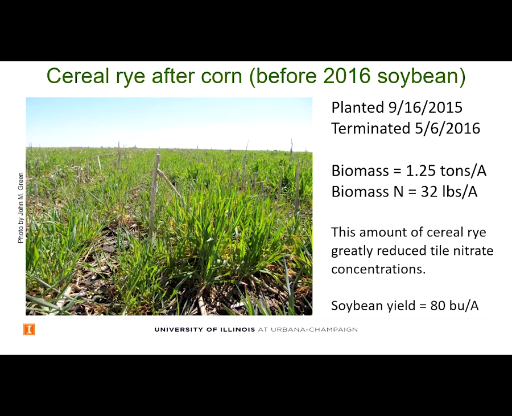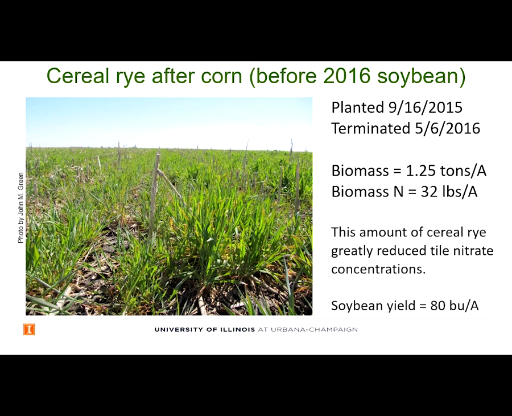The first time we ever tried cereal rye after corn was the winter of 2015-2016, and this is a corn-soybean rotation. We planted cereal rye in September. In fact, we flew it on into standing corn, and when we harvested the corn, then it grew, and then it grew well in the spring.